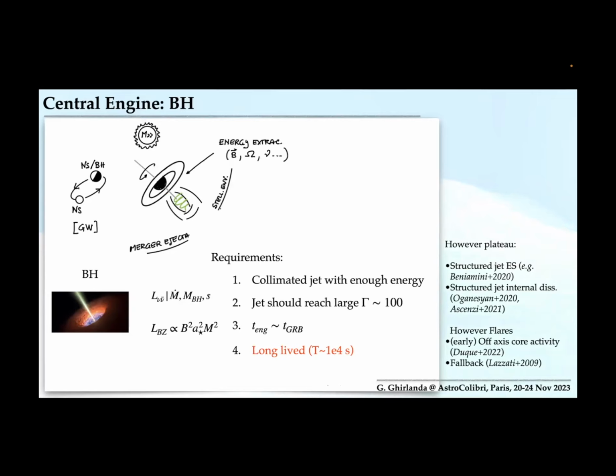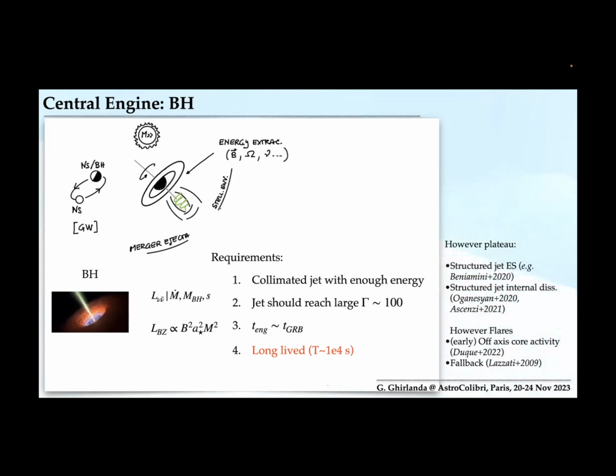The other possibility is much better for some reasons, because neutrino-antineutrino annihilation has a maximum value around 10^52 erg, which, compared to the dispersion of the energetics we see in GRBs, doesn't cover the maximum values. So the other possibility is to extract the energy of the rotating black hole through the magnetic field, which is anchored to the disk. And here you have a strong dependence on the properties of the system, which goes as the square of the magnetic field intensity, spin, and mass of the system.